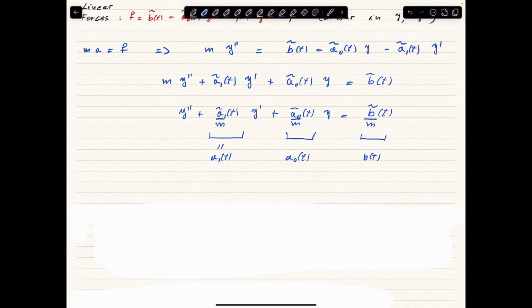With those definitions, the equation we are writing is acceleration equal force divided by mass. That is a second order linear differential equation.